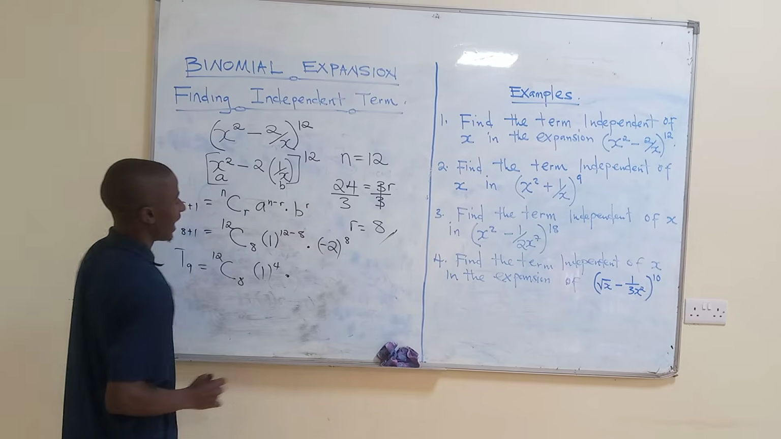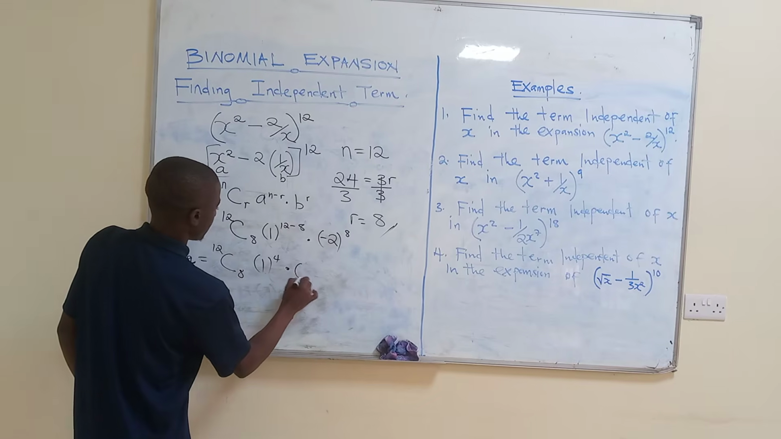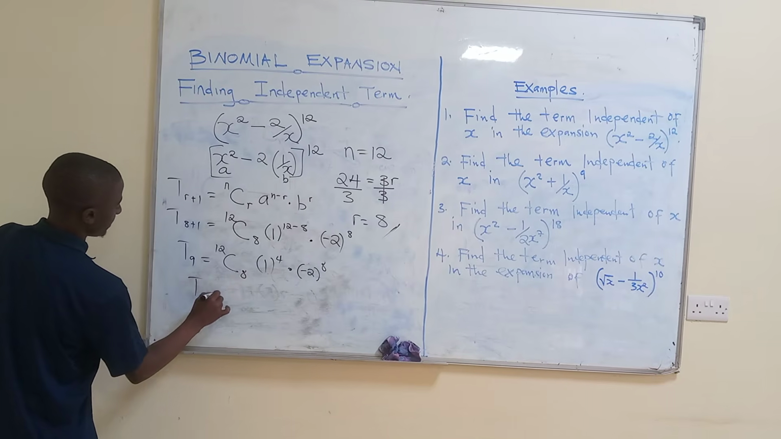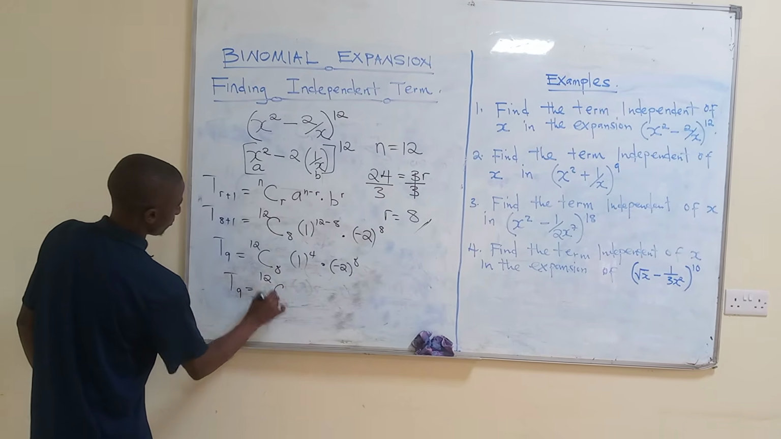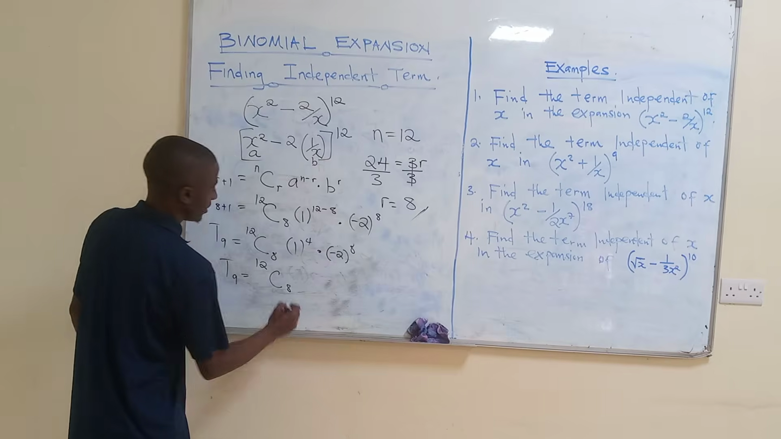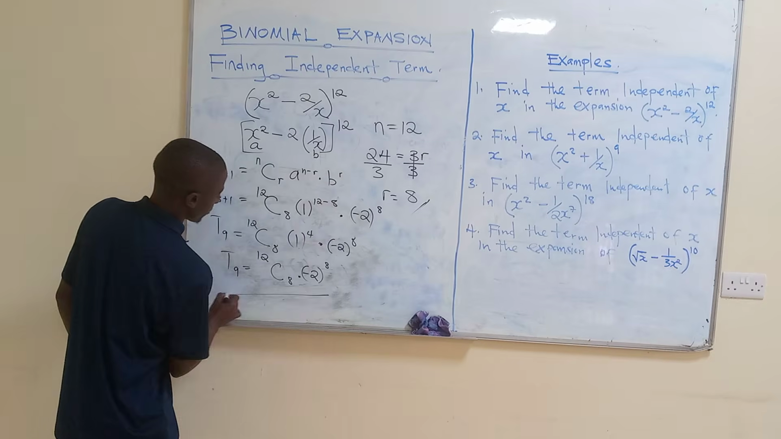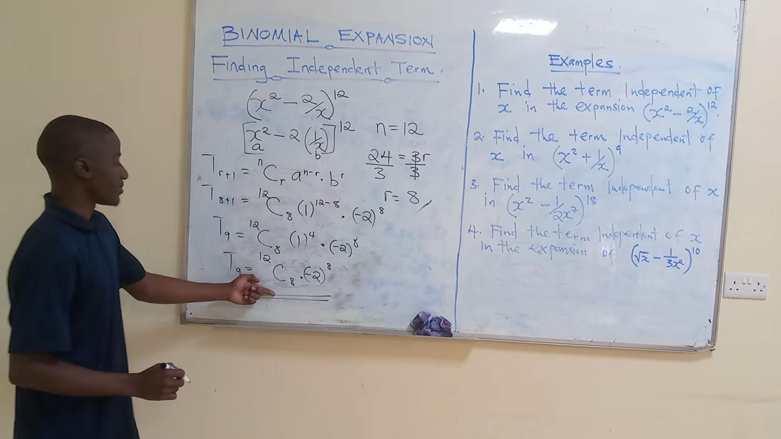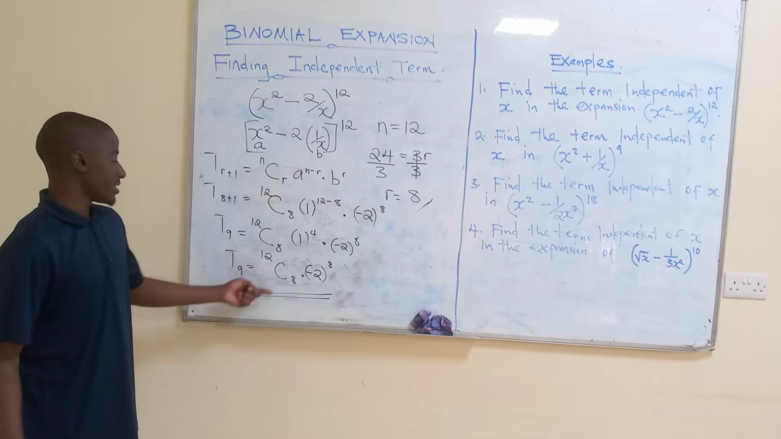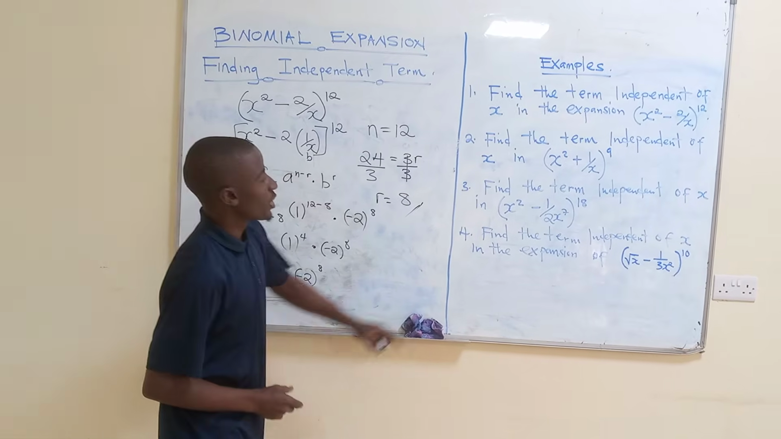And then after simplifying, negative 2 to the power 8. So you write T9 is equal to the combination of 12, 8, times 1 to the power 4, that is 1, times negative 2 to the power 8. So we are going to remain with this value, and this value is your independent term. If you want, you can simplify if you are using a calculator. If you are not using a calculator, this is the final answer. So from there, we can now proceed to question 2.